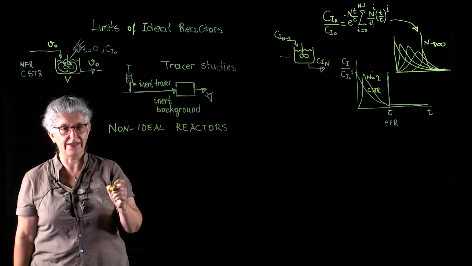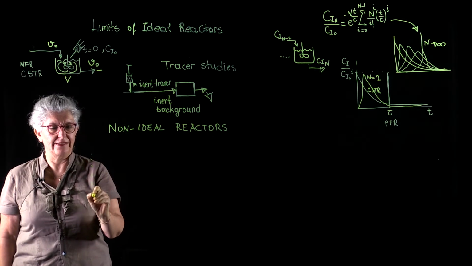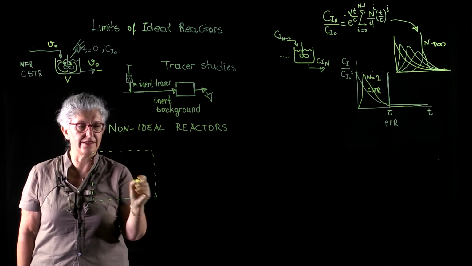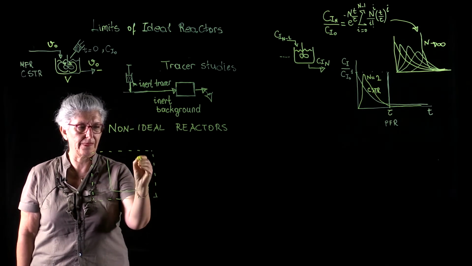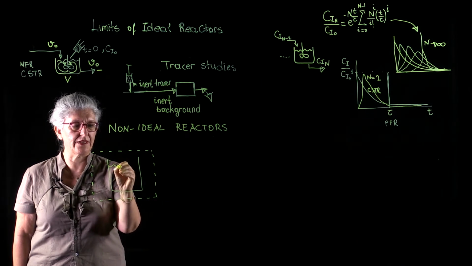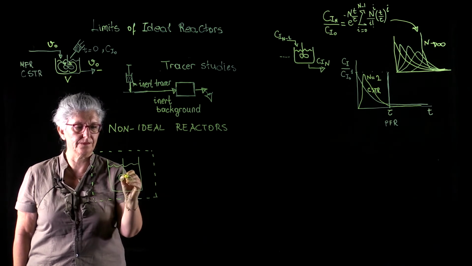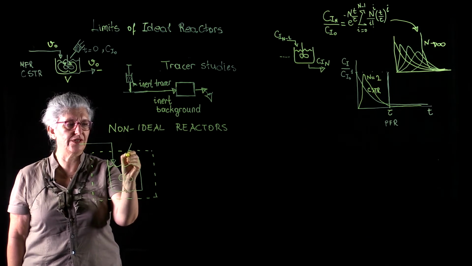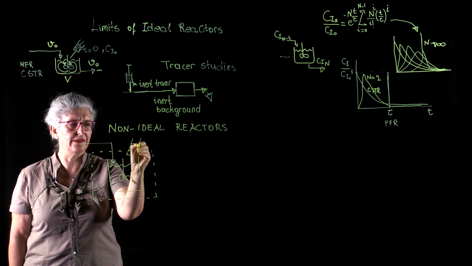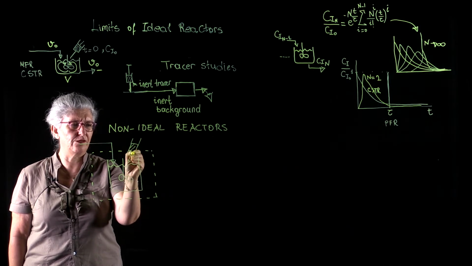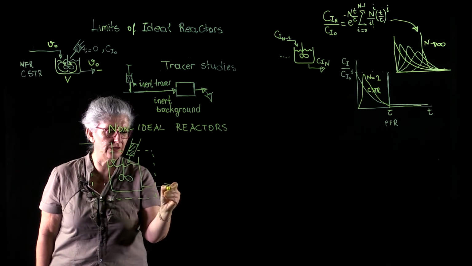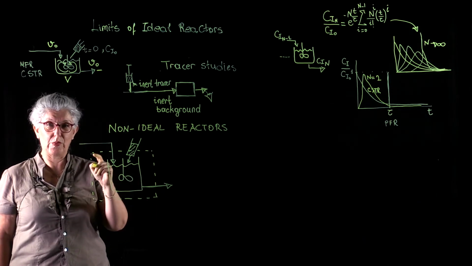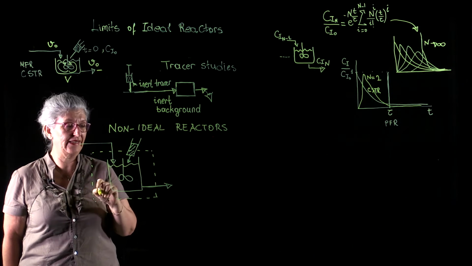So let us have a dotted frame around a non-ideal CSTR, right? That will represent the black box behavior. Let us have our inert tracer experiment, injecting the inert tracer, and let us monitor the product. But this time, we will know what we are getting and why we are getting that.